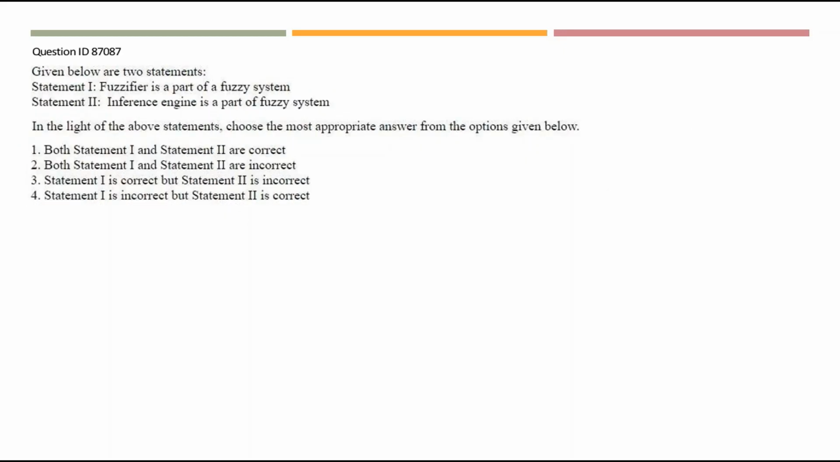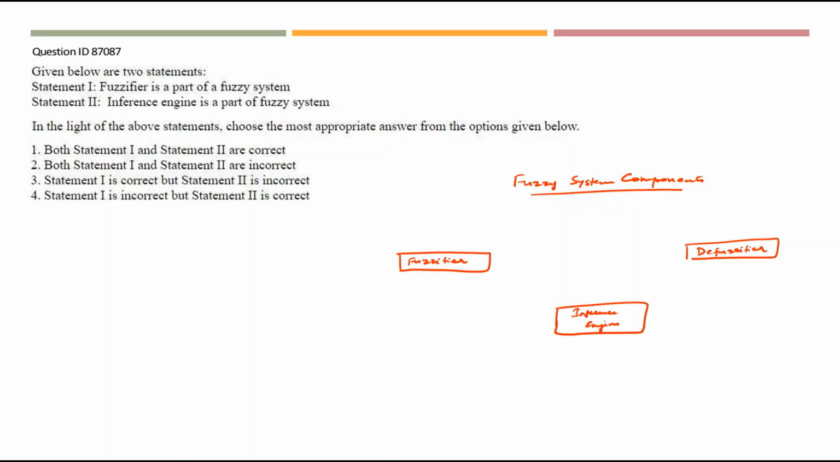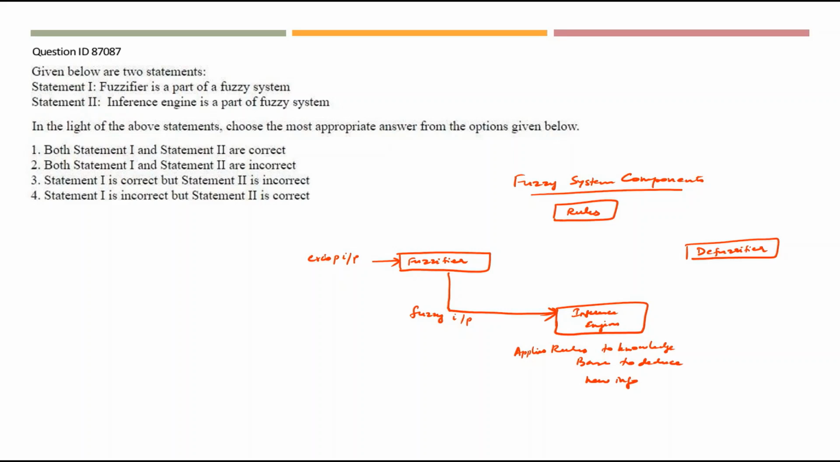Next question. Given below are 2 statements. Let's take the fuzzy system components. Here we have a fuzzifier. Then here we have a defuzzifier. Here we have inference engine. Here we have the rule base or the rules. So basically there will be some crisp input. This will be sent to the fuzzifier and this fuzzifier converts the crisp input to fuzzy input and it will be sent to the inference engine. This inference engine applies rules to knowledge base to deduce new information. This is the work of inference engine.